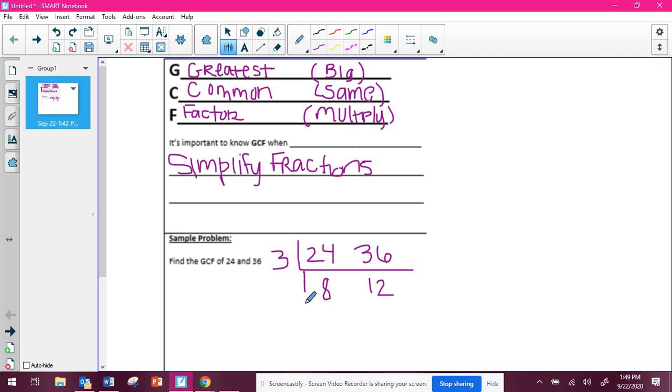Now 8 and 12, I know 2. They're both even, so I know 2 can go into them. 8 divided by 2 is 4. 12 divided by 2 is 6. I'm looking at these two numbers. I see 4 and 6 are even also, so I know I can divide by 2 again. So I'm going to do it again. 4 divided by 2 is 2. 6 divided by 2 is 3.